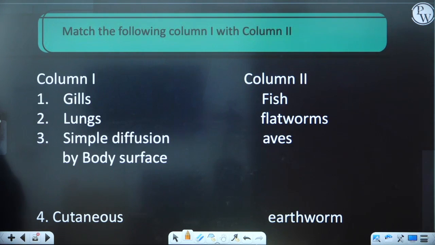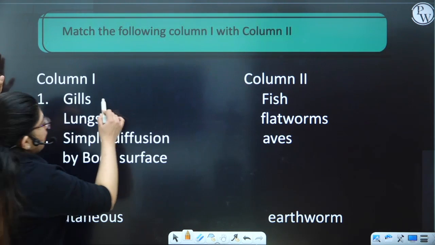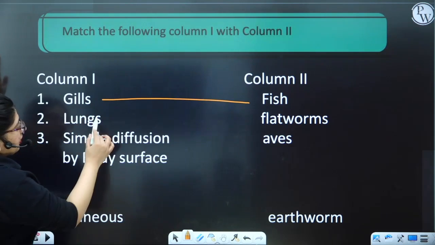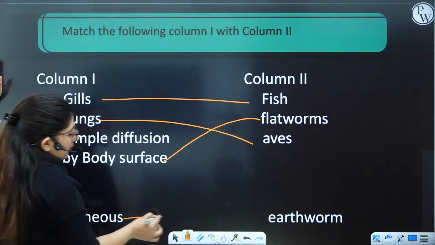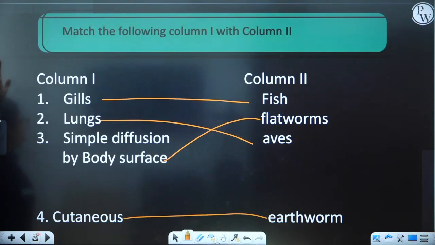Match the following column 1 and 2. Column 1 and 2 you have to just do match the following. These all are respiratory organs. Gills, fish, flatworms, aves and earthworm. Yes. Gills are present in fishes. Lungs are present in aves. Simple diffusion occurs in flatworms and cutaneous occurs in earthworm. Very simple. Next.